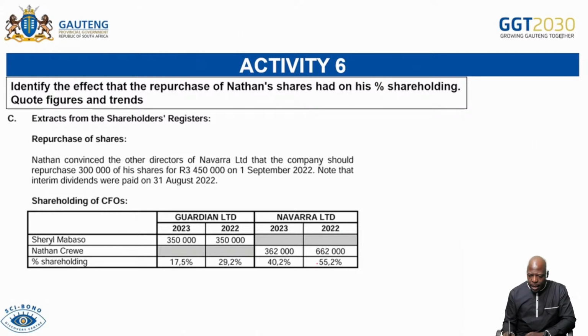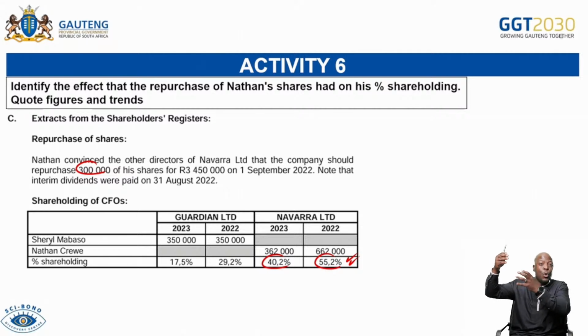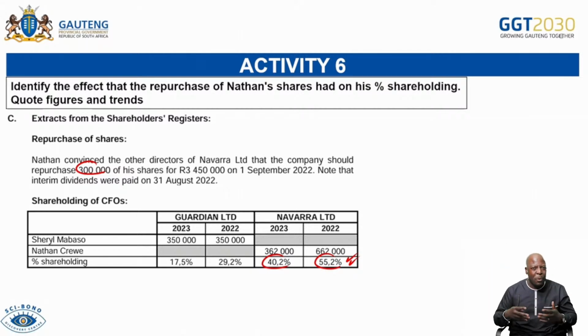You can see that initially, before the repurchase of Nathan's 300,000 shares, he was the majority shareholder because he had 55.2%. But after that, he is no longer the majority shareholder because he now has 40.2%. But how do I put that in the right way to get marks if that is questioned? Because you can move from not being a majority shareholder to becoming a majority shareholder, and you can also move from being a majority shareholder to not being one. How do I put that in words properly so that it makes sense?